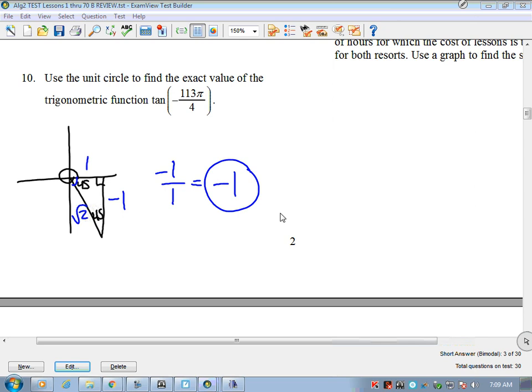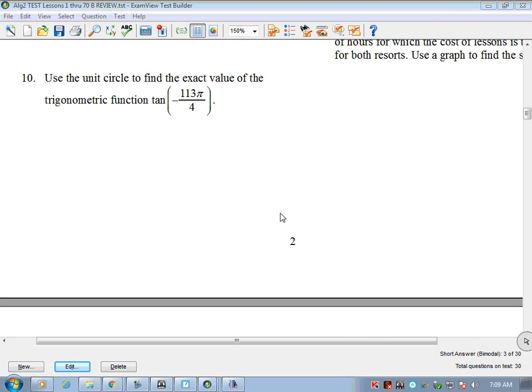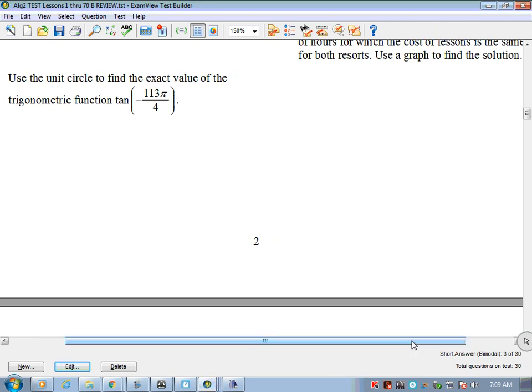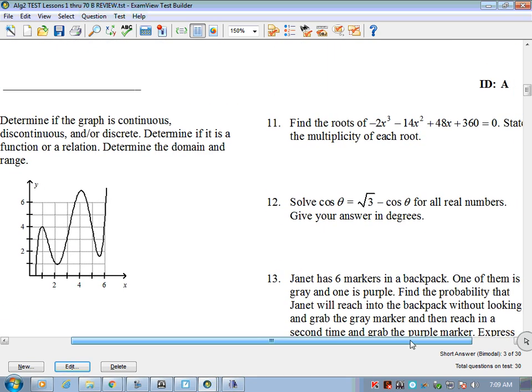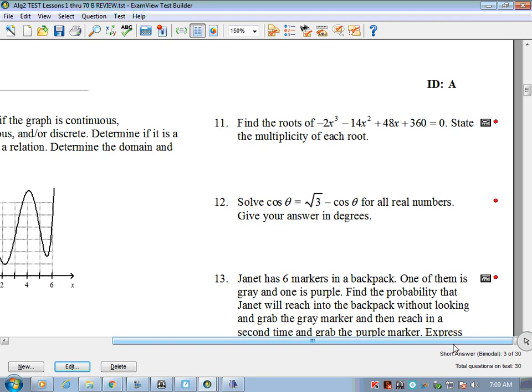Okay. Let's see if we can find number 11. Okay, find the roots of -2x cubed minus 14x squared plus 48x plus 360. It looks like the first thing that I would probably do is factor out a -2 from everything.